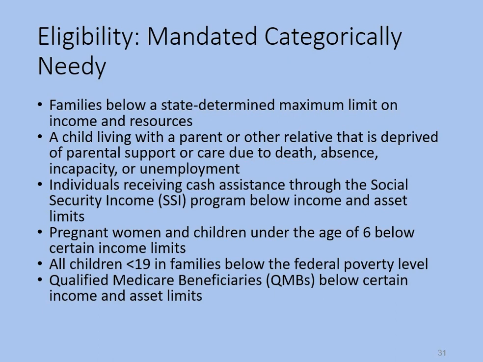These are families below a state-determined maximum limit on income and resources. A child living with a parent or other relative that is deprived of parental support or care due to a death, absence, incapacity, or unemployment. Individuals receiving cash assistance through the Social Security program below income and asset limits. So bear in mind, you can very well, if you're over 65, be getting Medicare and getting Medicaid, so you're dual eligible, so to speak.